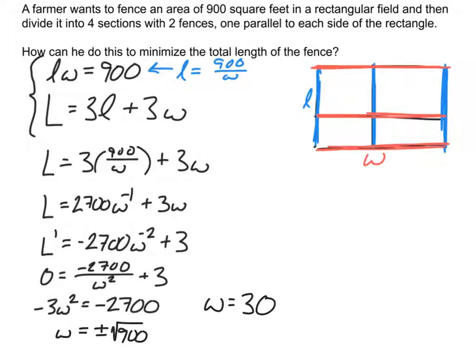All right, so now that I found W, I want to go ahead and now find L, lowercase l. So if W is 30, what does that mean L needs to be? Again, you could find out by plugging back into this original equation here. So you'd have L times 30 equals 900, divide both sides by 30, and L equals, hey, 30. It tells us that the field should be a square, basically.